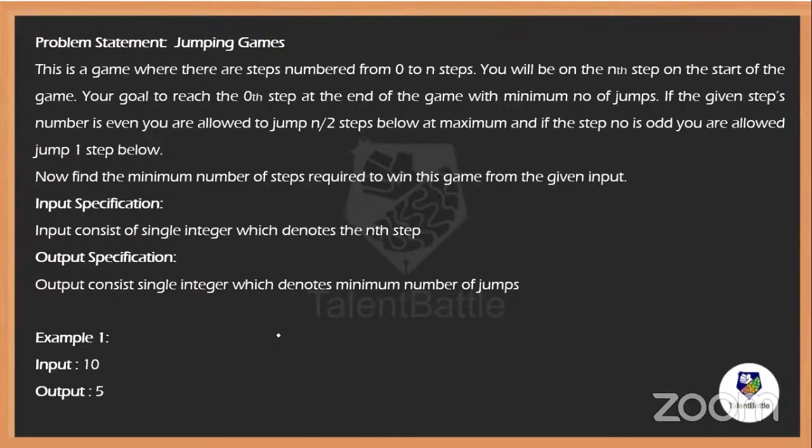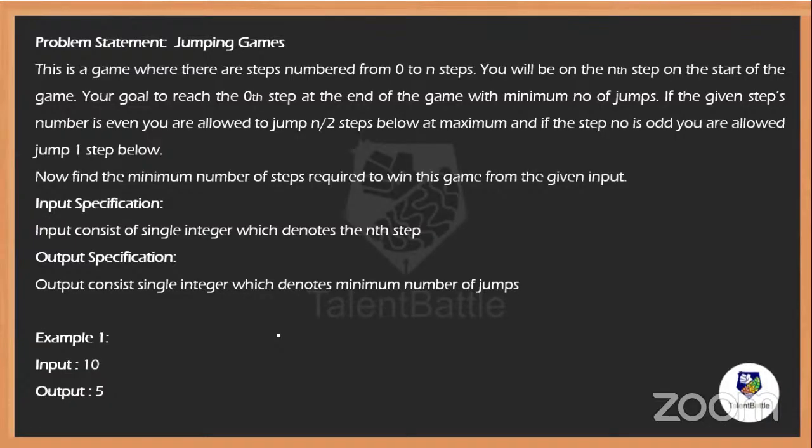Okay. Now read the statement carefully. And then I will explain to you the flow of the execution and then we will write down the code. So the problem statement says that it is about a jumping game, a game where there are steps numbered from 0 to n. And you will be on the nth step. Means our position is already given to us, that we will be on the nth step at the start of the game. What is our goal? Our goal is to reach the 0th step. Means we are going in the backward direction.